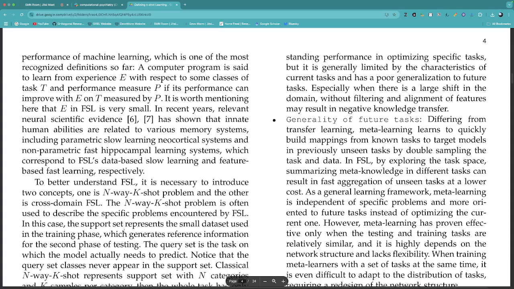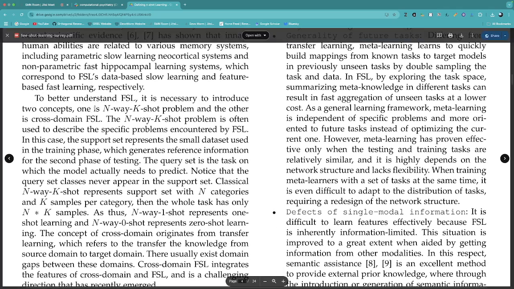To better understand FSL, it is necessary to introduce 2 concepts. So we already talked about N-way K-shot, which is an open type of problem, and then the other is cross-domain few-shot learning. So the N-way K-shot problem is often used to describe the specific problems encountered by few-shot learning. In this case, the support set represents the small data set used in the training phase, which generates reference information for the second phase of testing. The query set is the task on which the model actually needs to predict. Notice that the query set classes never appear in the support set.